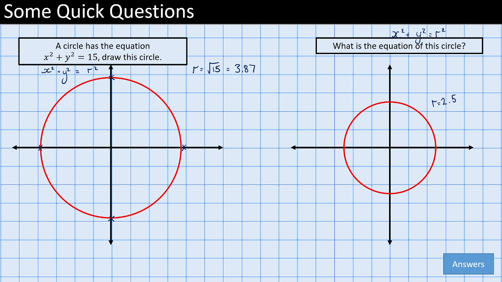Okay, so I just need to know what 2.5 squared is, which is 6.25, and I can replace that in the equation right at the top. So my answer for this equation on the right-hand side is going to be x squared plus y squared equals 6.25. Okay, not enough for us to put 2.5 squared. I would say that that's a little bit lazy. Prefer to have the 6.25. Okay, so that's 2 things we could be asked to do. We could be asked, here's a circle, what's the equation? Or we could be asked, here's an equation, what's the circle?